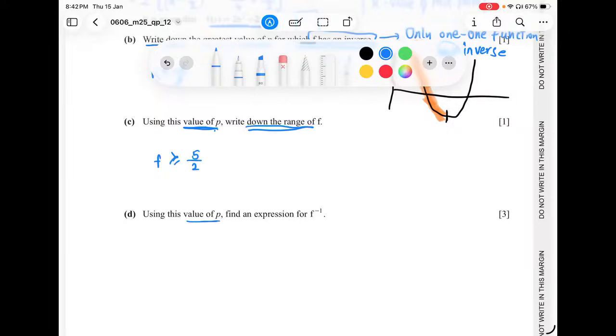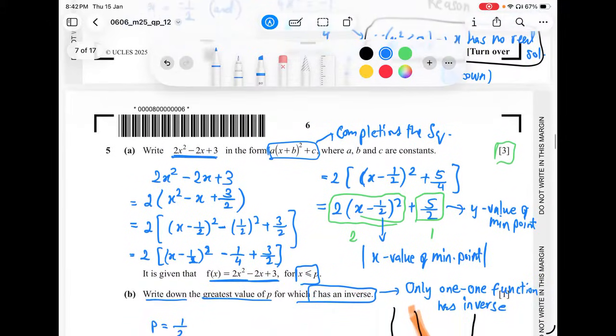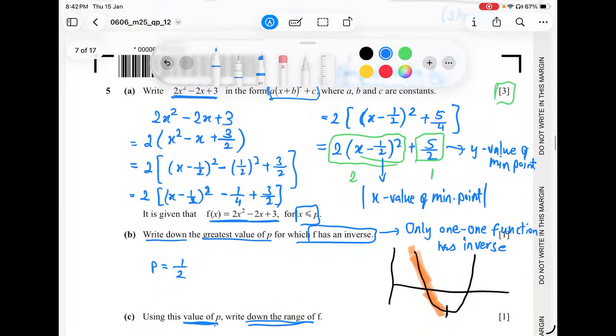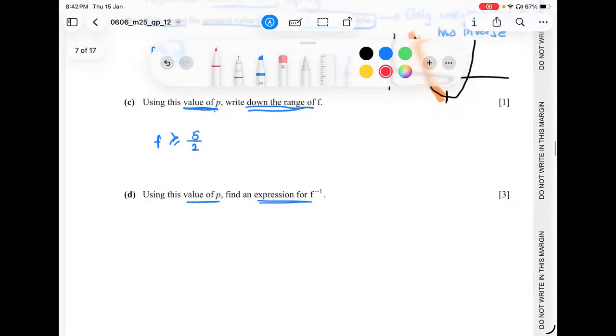Now using the value of P, find an expression for F inverse. So how to find F inverse from this? Since it's a quadratic equation, you can only find F inverse when part of the curve is taken. And since they have already given you x is less than or equal to half, you can take the completing the square form into this question.